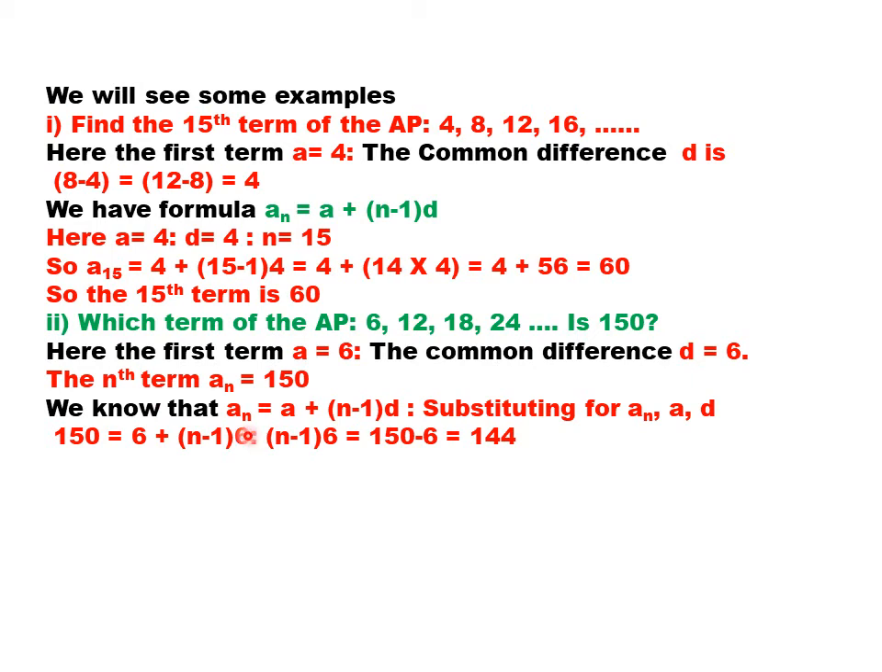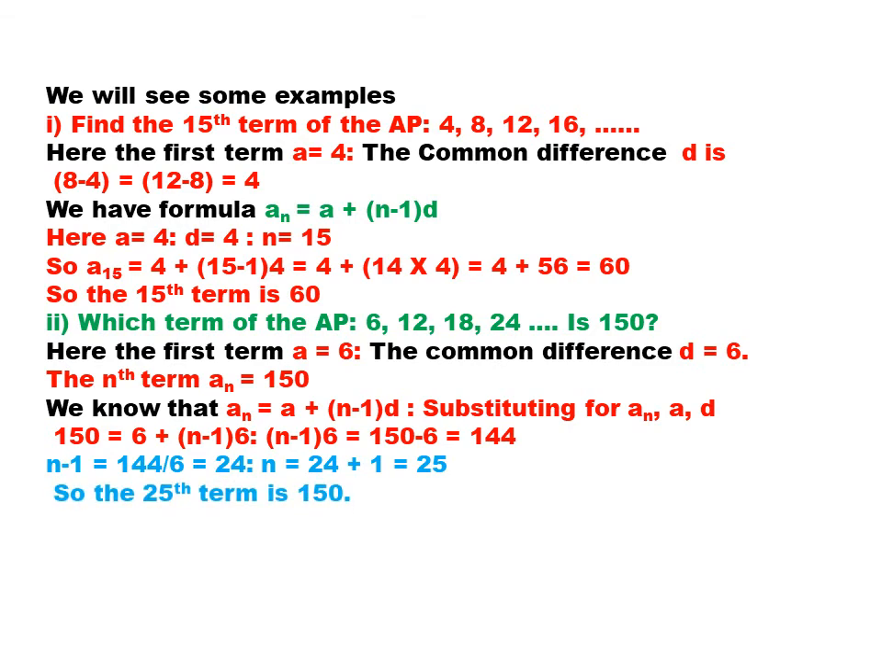We know that a_n is equal to a plus n minus 1 into d. So substituting for a_n, a and d, we have 150 is equal to the first term a, 6, plus n minus 1 into d. d is 6. So 150 equals 6 plus n minus 1 into 6, or n minus 1 into 6 is equal to 150 minus 6, which is equal to 144. So n minus 1 will be equal to 144 by 6, which is equal to 24. So n is equal to 24 plus 1, equal to 25.